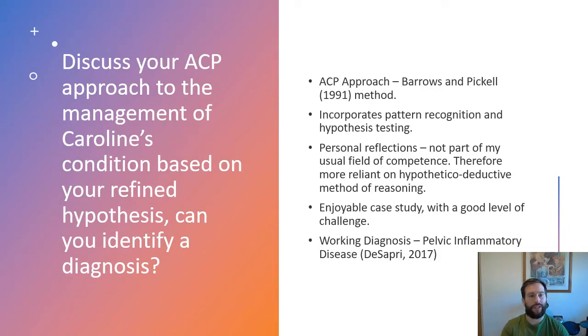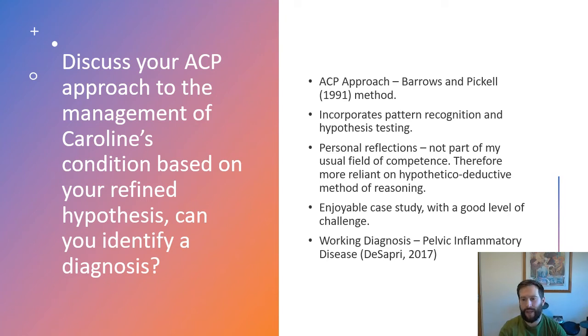So next we need to discuss my ACP approach to the management of Caroline's condition based on my refined hypothesis. At this point, my refined hypothesis is that I believe she has a complicated pelvic inflammatory disease. Obviously at this point we haven't got the ultrasound scan yet, so I'm being less specific. I'm not at this stage saying it's a tubo-ovarian abscess, but I think that everything we've seen so far is placing a complicated pelvic inflammatory disease at the top of my list.